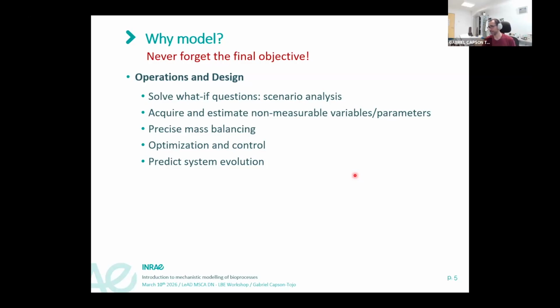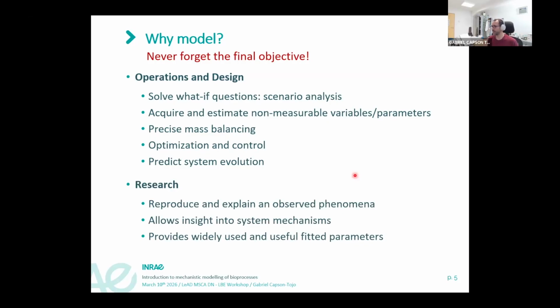So when you want to develop a model, you really dive deep into your data. And for example, doing precise mass balancing is one of the main things that you need to do before you start even thinking about using experimental data for modeling objectives. Of course, you can use your model also to optimize your system and to control it. And also in link with the scenario analysis, you can predict how the system is going to behave, which is obviously very interesting, not only for control, but also to optimize the performance.